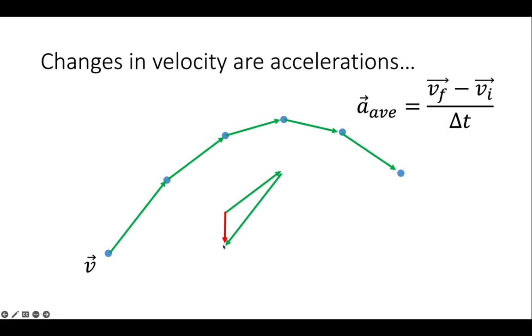Great. So now we have the average acceleration at the moment in time when the ball is at this second point. And so we're going to move this red arrow to that second point. And so we have an estimate for the average acceleration at that moment. Now let's do the next moment in time. We'll take the final velocity, subtract the initial velocity, and get another estimate for the acceleration.